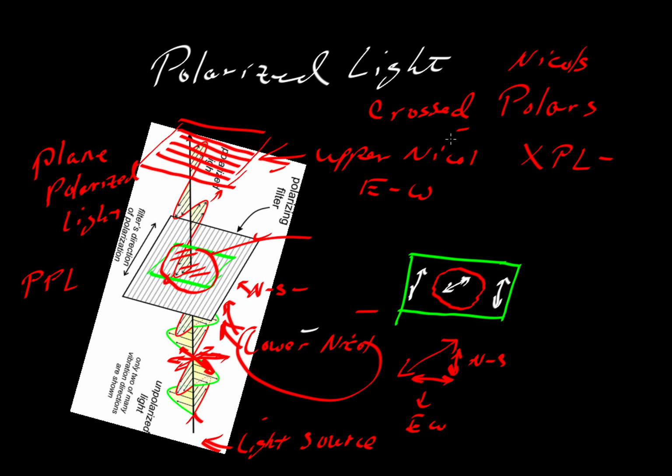So that's a choice we can make whether we want to view plane polarized light, which means that the upper Nicol is out, or whether we want cross polars, which means that the upper Nicol is in.